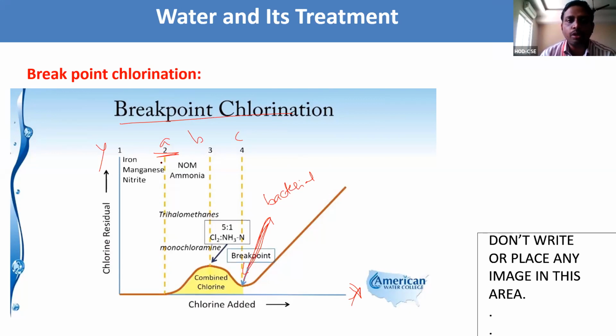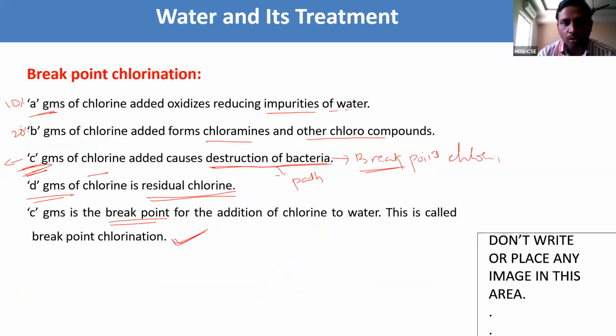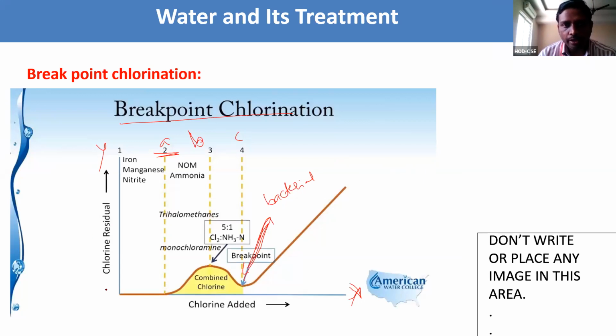A, B, C. A helps to remove the impurities present in the water, and B grams of chlorine helps in forming chloramines. Here, these are trihalomethanes and monochloramine. This is A, B, C. See here C grams. This point we call the breakpoint. This C is called the breakpoint of chlorination. C grams of chlorine helps to kill the pathogenic bacteria present in the water.